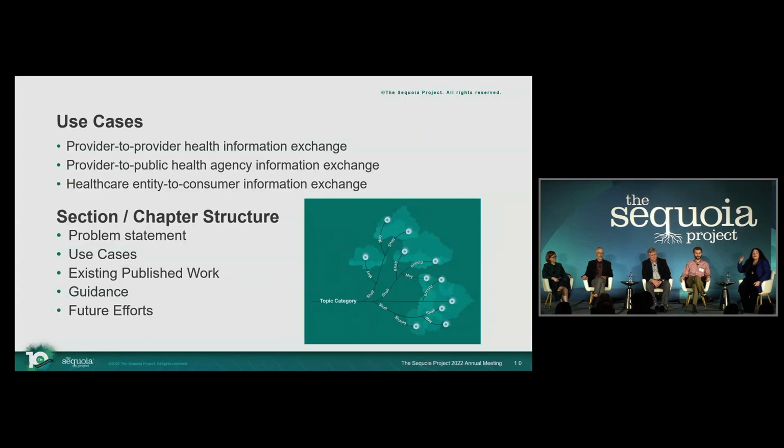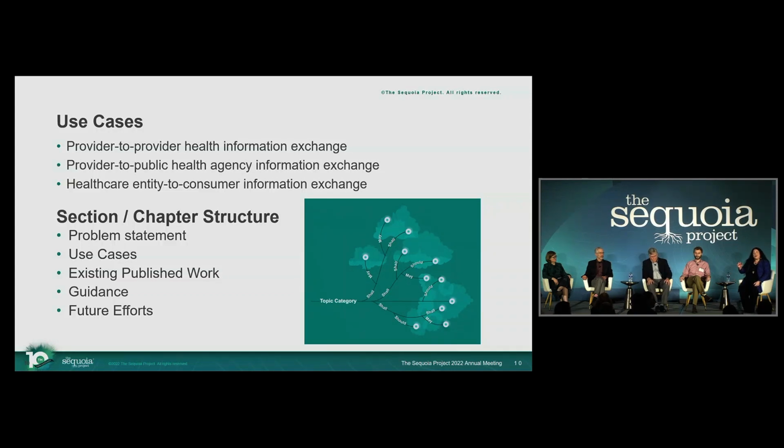The use cases are really high level: provider to provider, provider to public health, and public health back to provider, as well as healthcare entity to consumer. And each of those 6 topic categories have a problem statement, use cases, the actual guidance itself, the existing work, and then what the future is going to help.